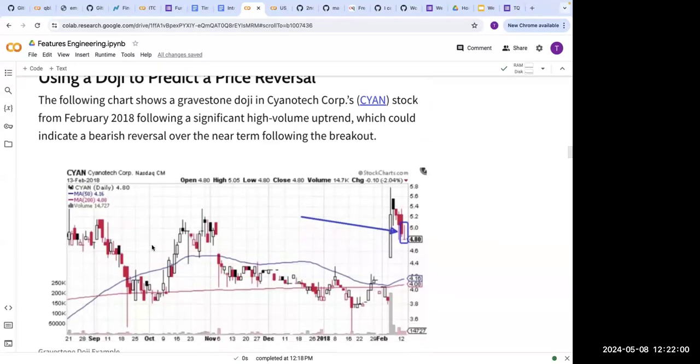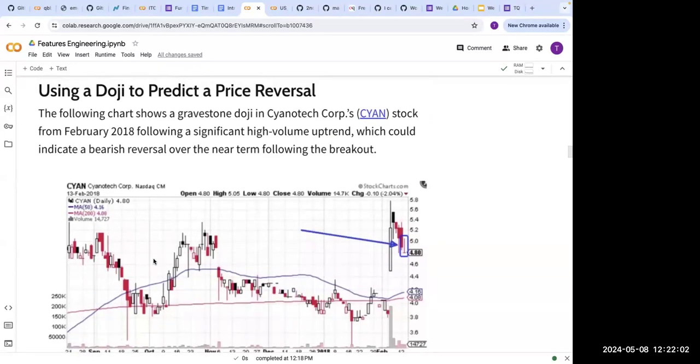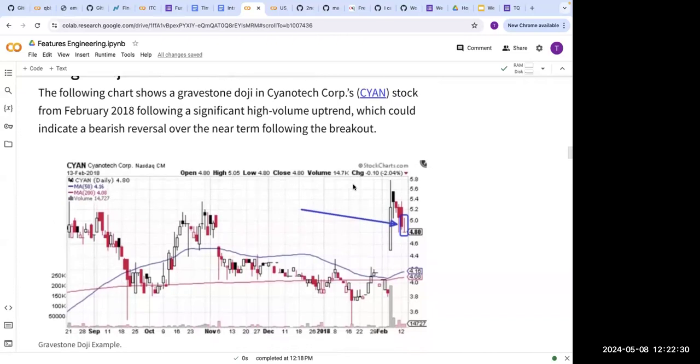So you will see charts like these when you use any kind of investing portal, and then you can see right over here on the right, marked by a blue arrow, a doji, right? That doji is a gravestone doji because the stick is going higher, and that indicates a significant high volume uptrend, which would indicate a bearish reversal over the near term.